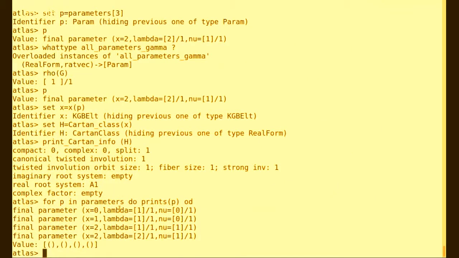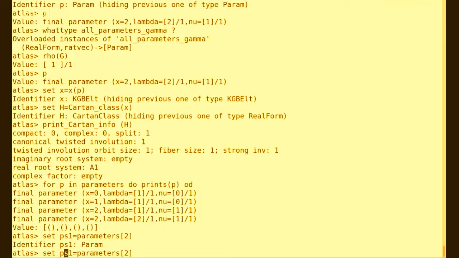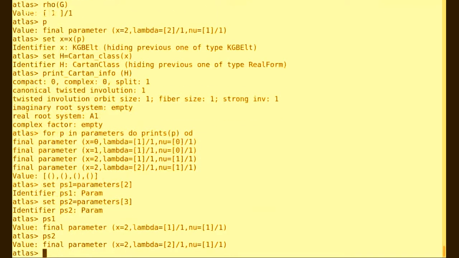So let's take a look. These first 2 representations are associated to the compact Cartan because x is 0 and 1. So the 2 principal series are these 2. Let's set principal series 1 to be this parameters number 2. So this is a list of parameters. There are 4 of them, so they're labeled 0, 1, 2, and 3. So 2 is the second to last one, and 3 is the last one. So let's just see that I got those right.